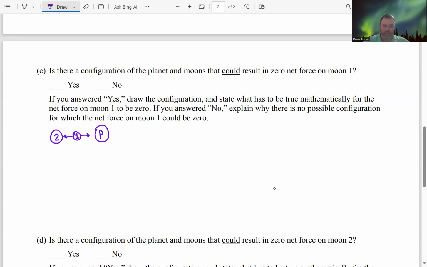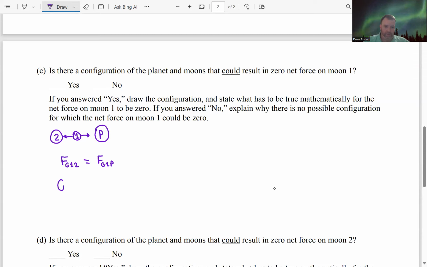So what that means is that the gravitational force on Moon 1 caused by Moon 2, which is this arrow on the left, has to equal the gravitational force on Moon 1 caused by the planet. That's this arrow. As long as those two forces are equal, the net force would be zero. So let's just plug in some formulas.